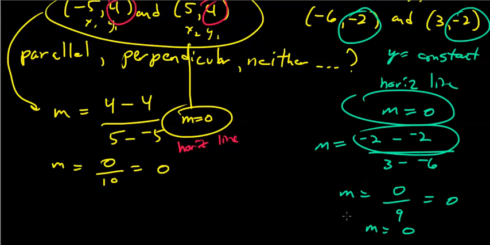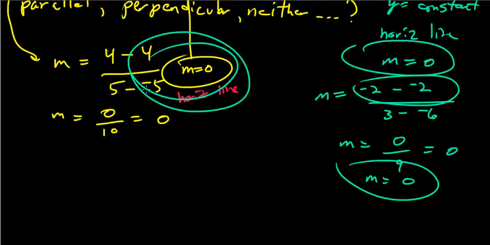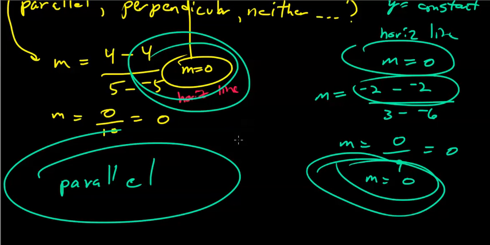So the first line has a slope of 0. The second line has a slope of 0. If I ask you, are they parallel, perpendicular, or neither? Of course we'll say parallel as my final answer. Parallel lines have equal slopes, and lines with equal slopes are parallel.